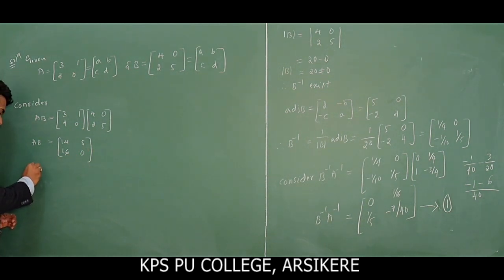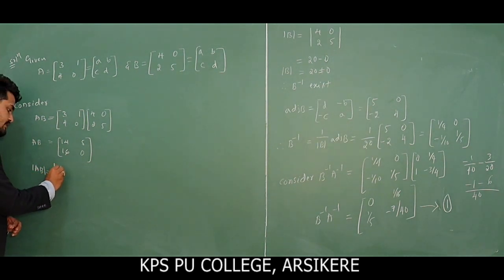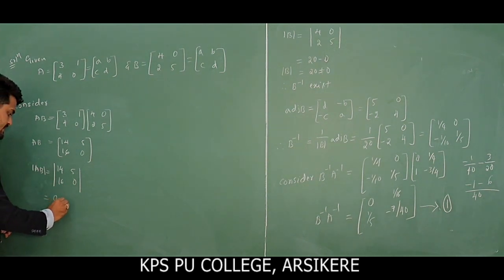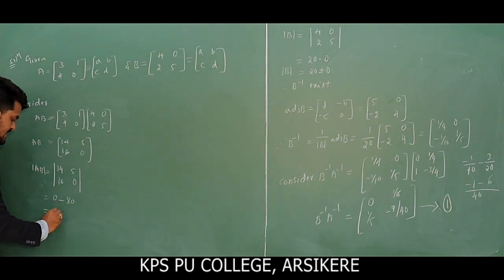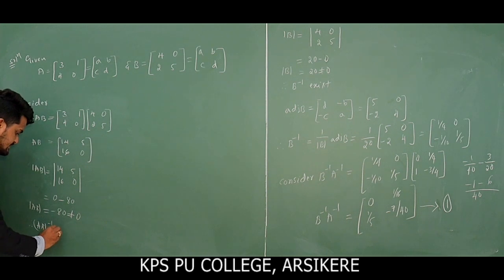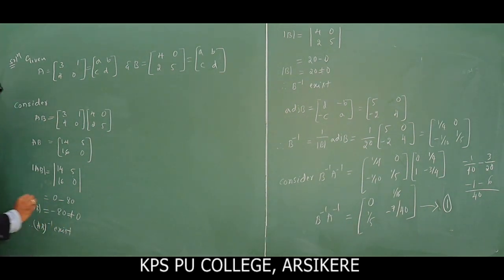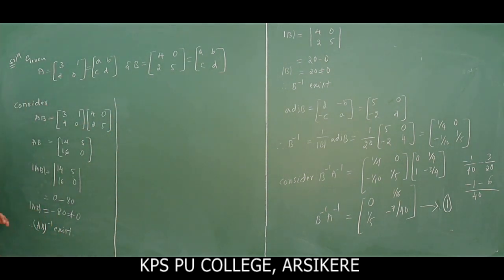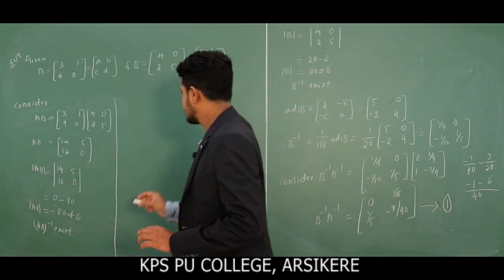So next we have to find determinant of AB value. So determinant of AB is equal to |14, 5; 16, 0|. By using definition of determinant, 14 into 0, 0, minus 16 5s are 80. So minus 80, so not equal to 0. Clearly we can say that therefore AB inverse exists. So next we have to find adjoint of AB.